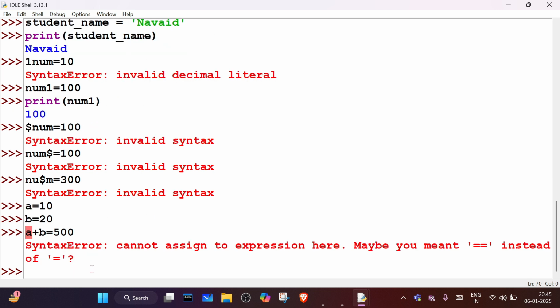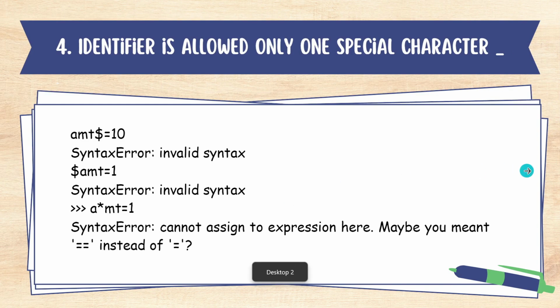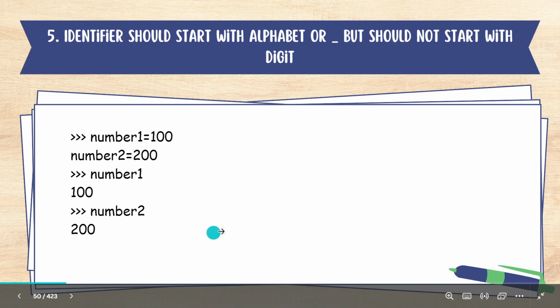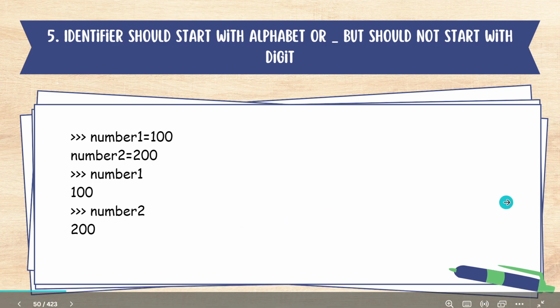Is it possible to assign a value inside the expression? No, sir. It is also not allowed. So these are the basic things. We should not make these basic mistakes while creating a variable. Next, num1 is equals to 100 and num2 is equals to 200. If you print num1, it will print 100. Num2 means 200. So this is clear. We can do this. There is no problem.